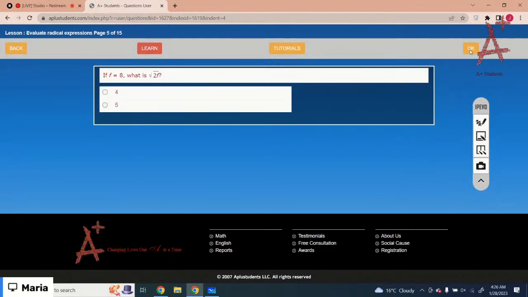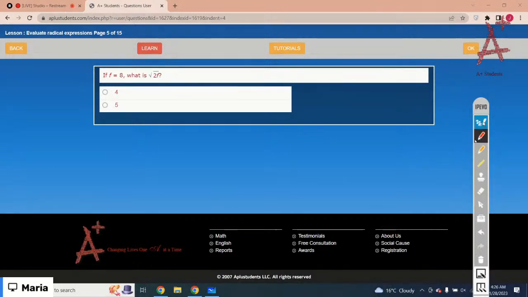Okay, the next one is if f equals square root 2f, you have to evaluate for f equals 8. Got it? So just simply replace f with a value. It is square root 2 times 8 because f has the value 8. So 8 times 2 is 16.